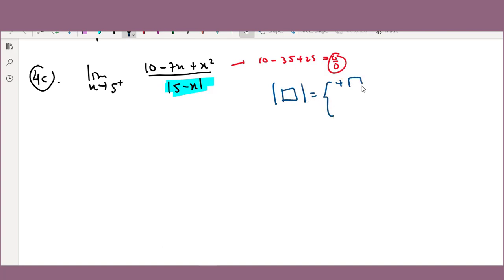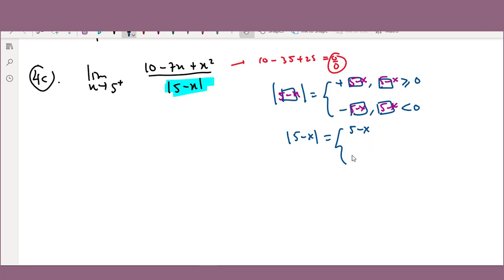Positive when the expression inside the modulus is more than or equal to 0, negative when it is less than 0. So for the absolute value, we write 5 minus x, and rewrite it as 5 minus x, or negative (5 minus x). Here 5 minus x is more than or equal to 0, so x is less than or equal to 5. For this one, 5 minus x is less than 0, so x is more than 5.